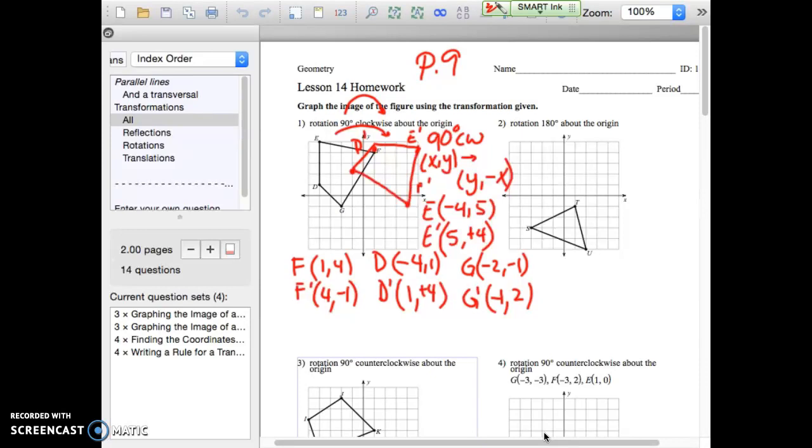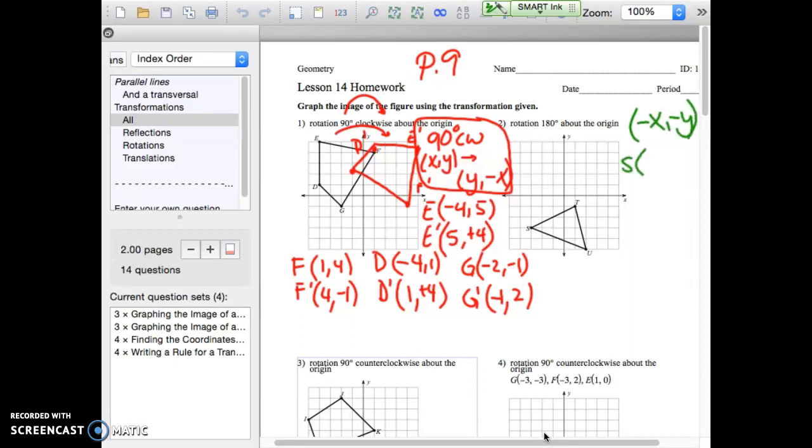It's just turned a little bit. Okay, so that's at 90 degrees clockwise. This is the rule. For example, number 2, I'm doing 180, and 180 doesn't matter if it's clockwise or counterclockwise. With 180, you're just going to take the coordinates and they both become negative. There's no flip-flopping in 180 degrees.